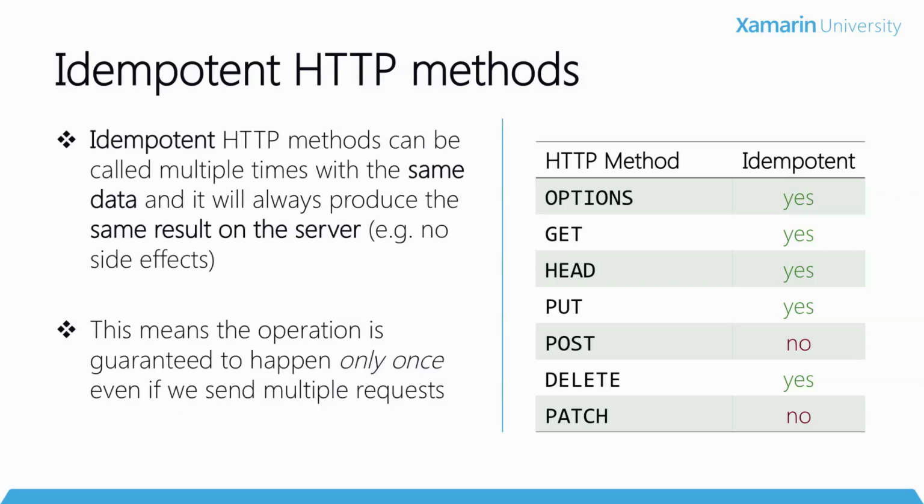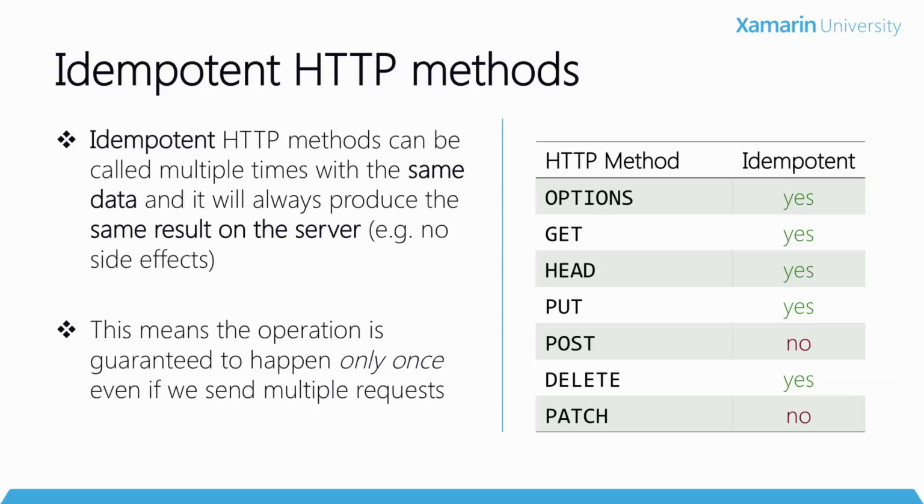Idempotency is the other key feature of HTTP. An idempotent verb simply means that you can send the request more than once without affecting the state of the server. That means the state of the server is always consistent, even in the face of multiple identical requests.